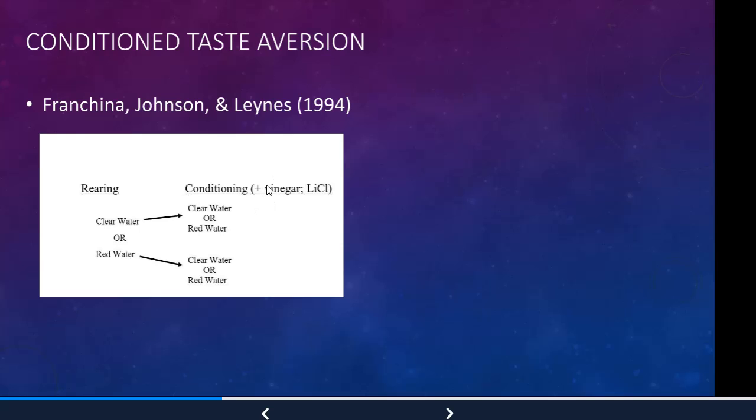So anyway, we added vinegar to the water, and at the same time on test day, we were taste conditioning, so we gave them a lithium chloride injection following exposure or drinking of this vinegar water. They didn't always drink as much of it as they would regular water, but they would drink it on this test day. But then we gave them a lithium chloride injection.